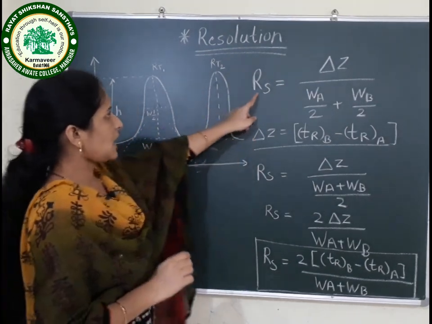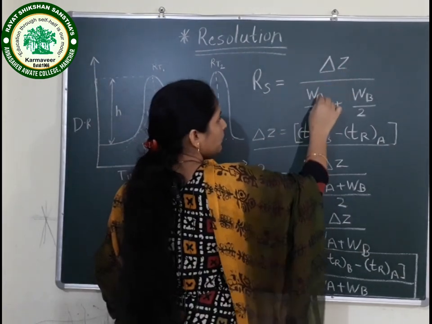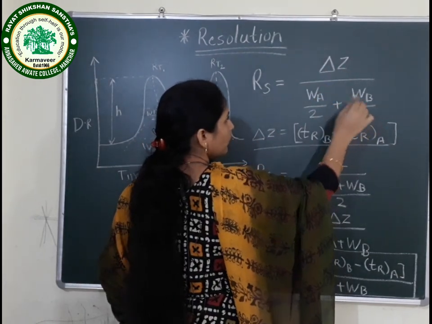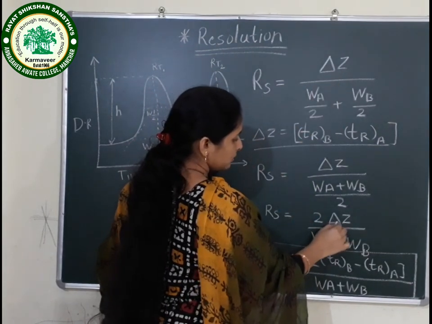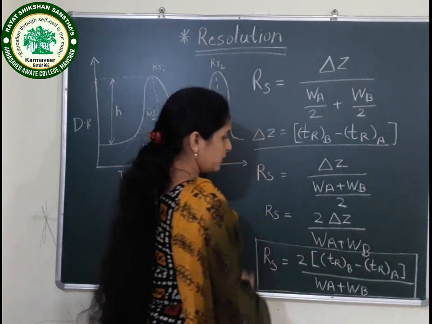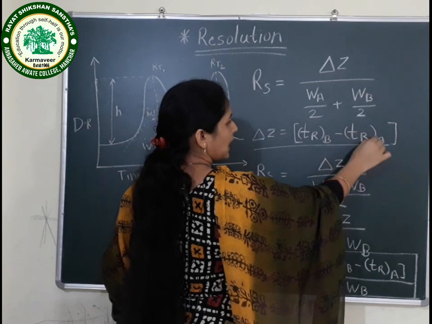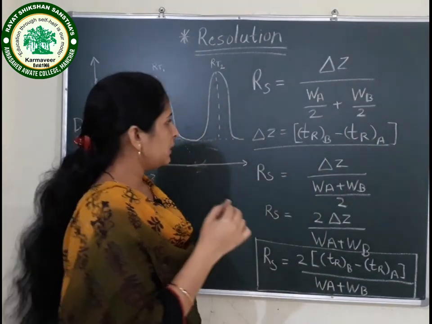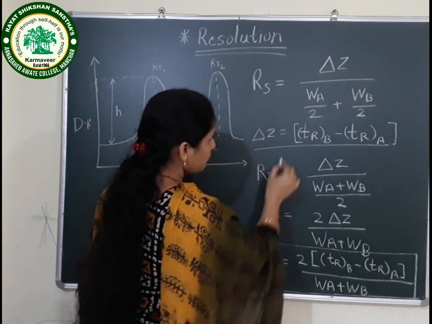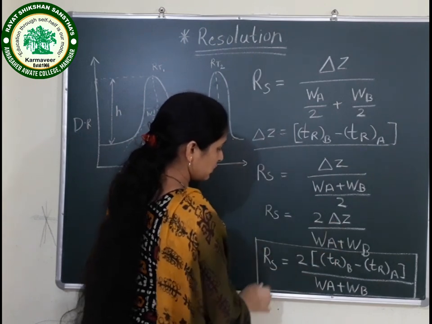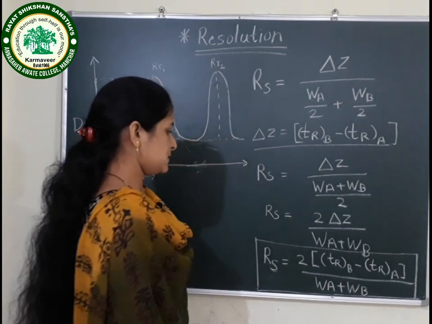What is this RS? RS is the resolution. It is given by delta Z upon WA upon 2 plus WB upon 2. When we rearrange the equation, we get 2 delta Z upon WA plus WB. The value of delta Z is TRB minus TRA, means difference in retention time. When we put this value of delta Z in this equation, we get the last equation which is for the RS. Okay.